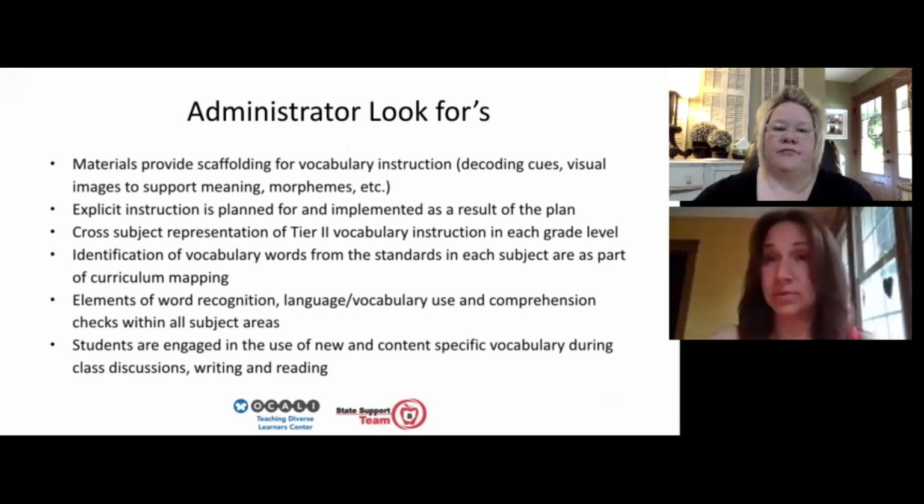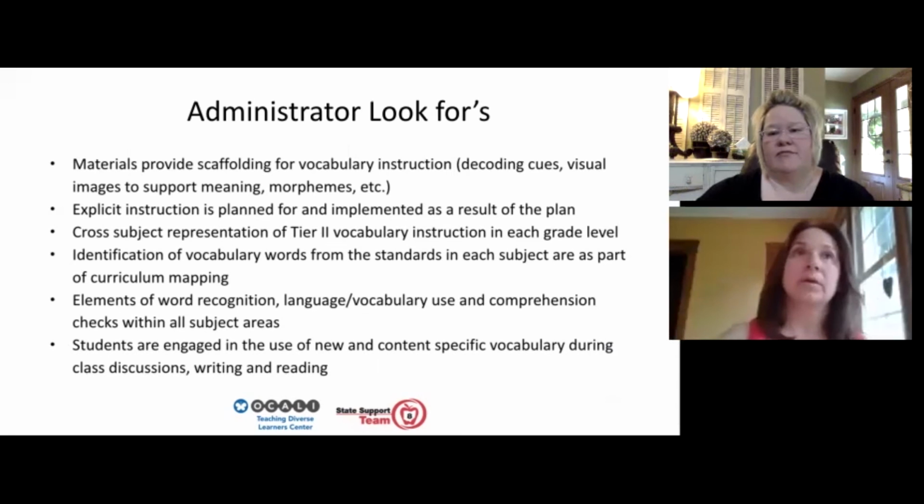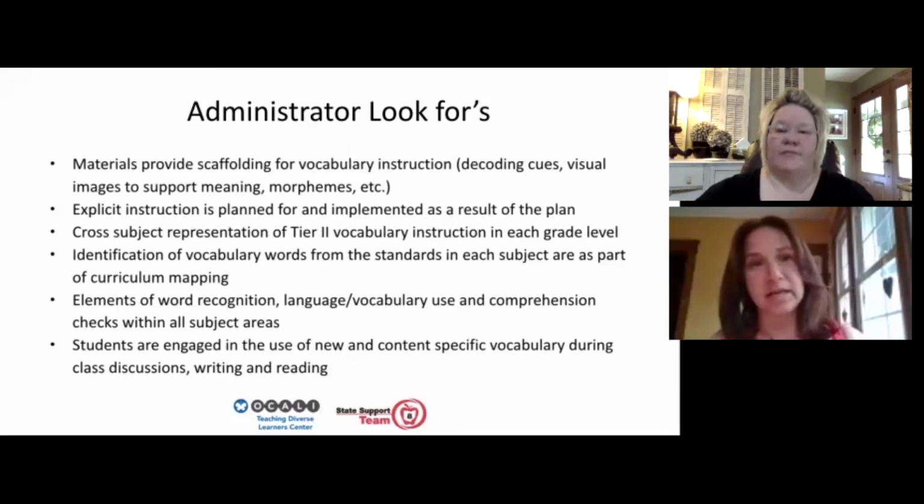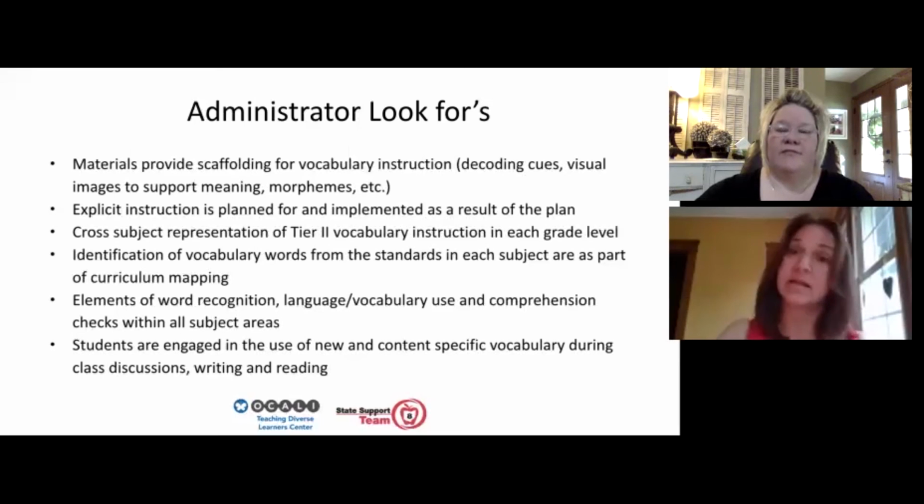Also, cross-subject representation of tier 2 vocabulary instruction in each grade level. So, in middle school, let's say, is a social studies teacher using the same tier 2 vocabulary at the same time as an ELA teacher, or even a science teacher, because remember, those cross all of those subject areas. And the more exposures a student has, the more chance they have of retention and the ability to apply that vocabulary.